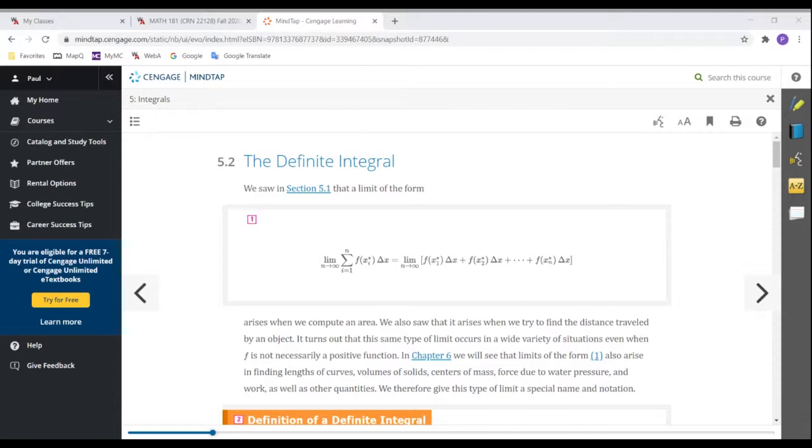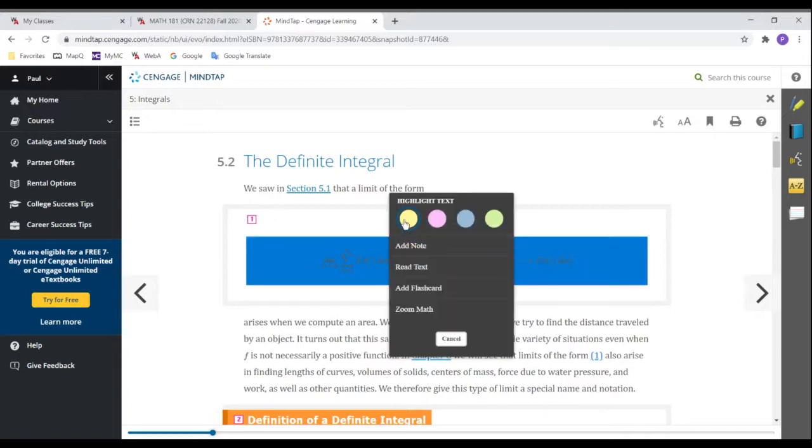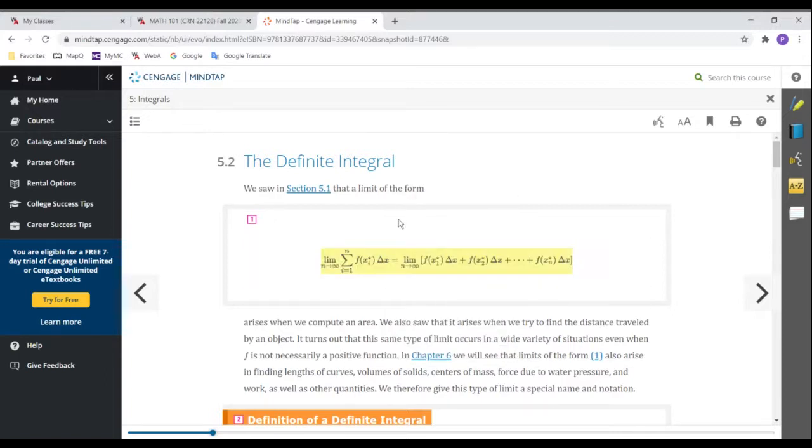Okay, now the definition here, and I'm going to look up here. Okay, so this is the definition. Well, we saw in section 5.1 that a limit of this form arises when we compute an area.